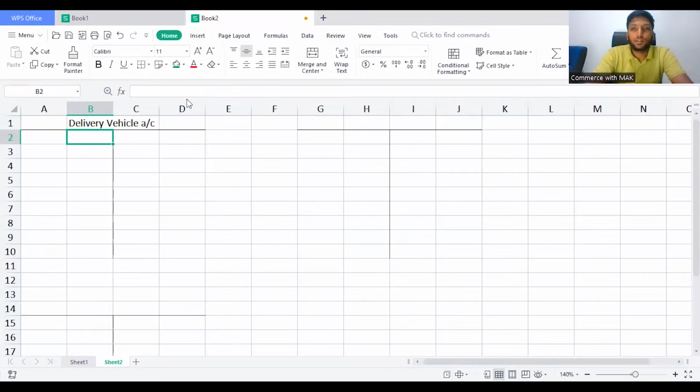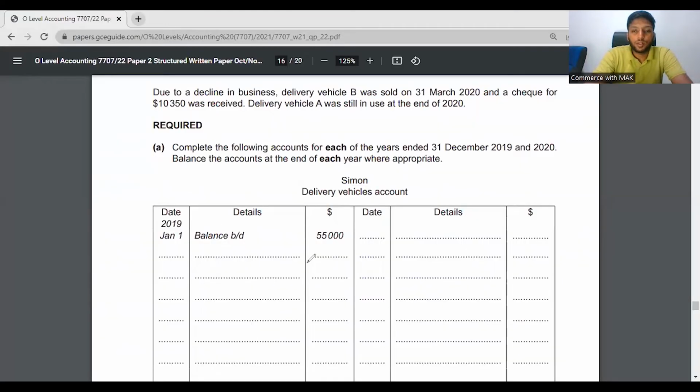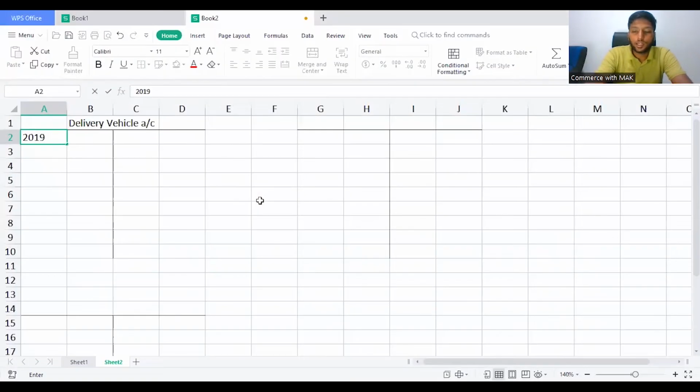Then you can see here, the first question they are saying that they are starting a balance on 55,000. So it's a cost account. You don't have depreciation to be calculated under this account. You can directly take this value and start doing it.